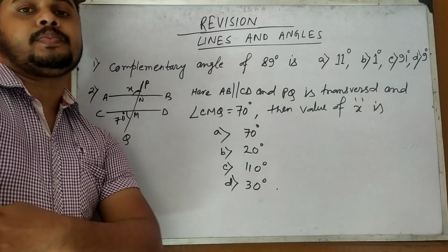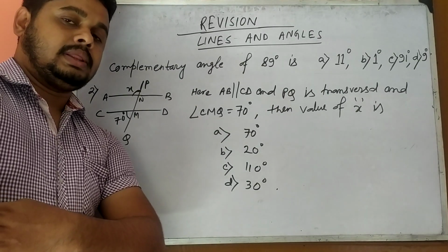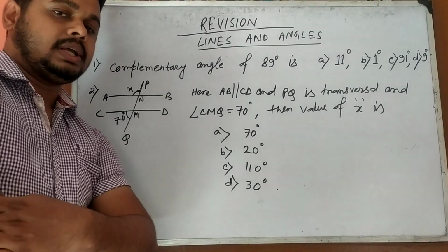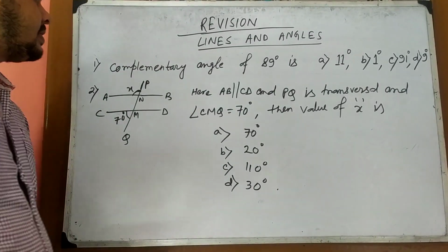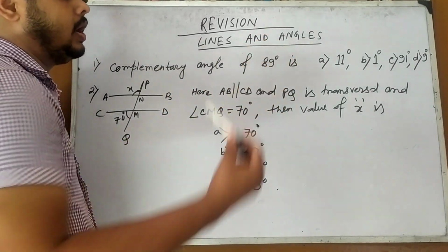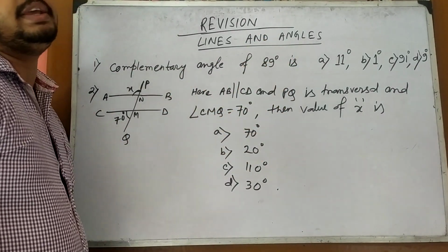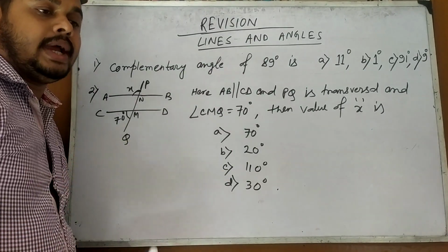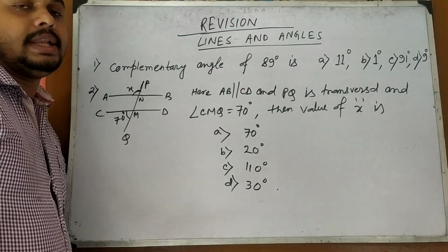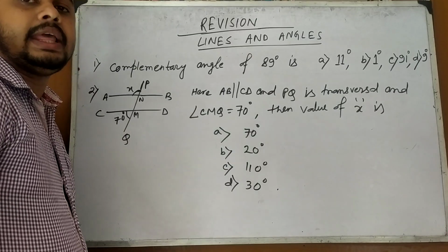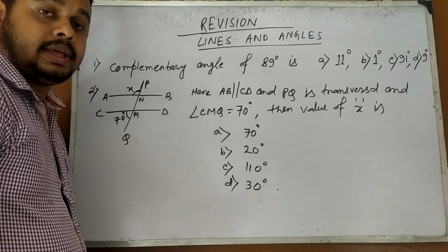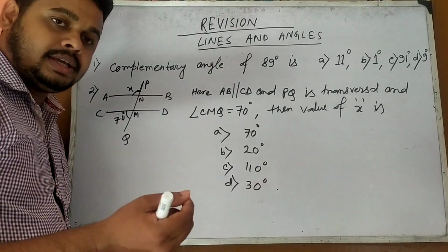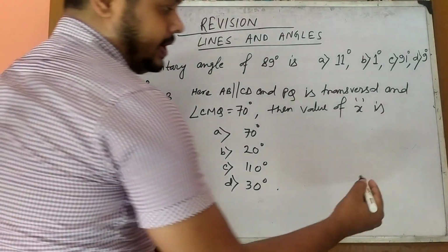I already mentioned that to solve the MCQ type of question, your thinking power and competency should be good. That time you can solve the problem. Okay, let's start. First problem is the complementary angle of 89 degree. It's very easy. You all know that if the sum of two angles is 90 degree, then they are complementary. If the sum of two angles is 180 degree, that time they are supplementary.